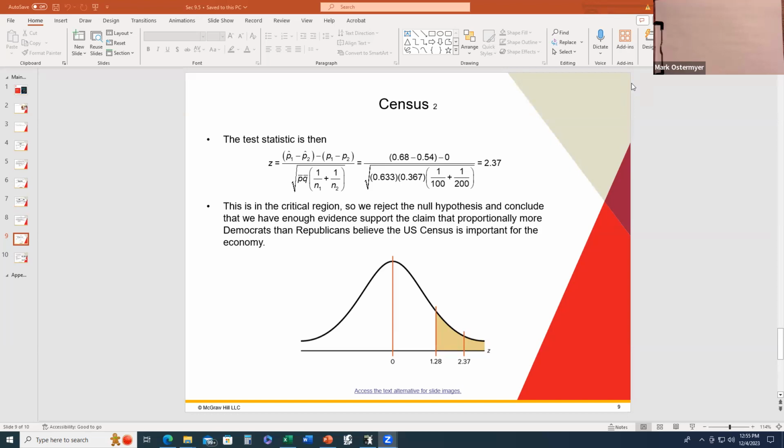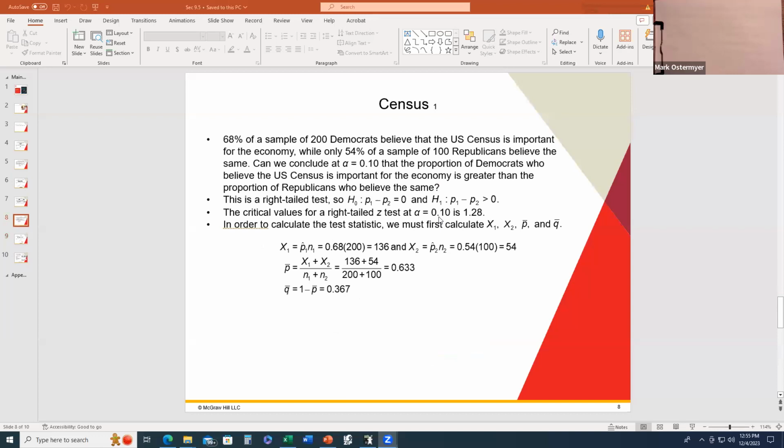So therefore, we are going to reject the null hypothesis, and it looks like the claim is being supported, that the proportion of Democrats who believe the census is important to the economy is larger than the proportion of the Republicans who believe the same thing. So it looks like the claim is being supported, the claim being the alternative hypothesis statement there.